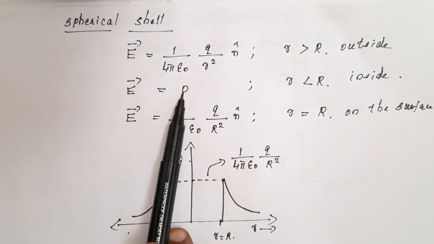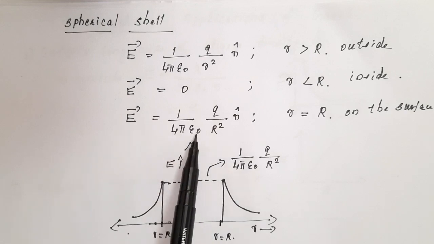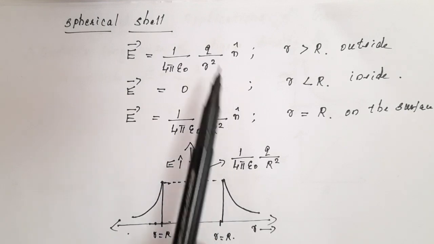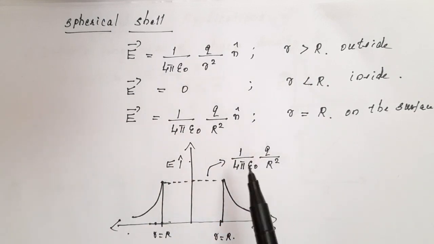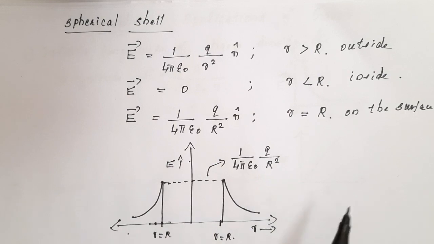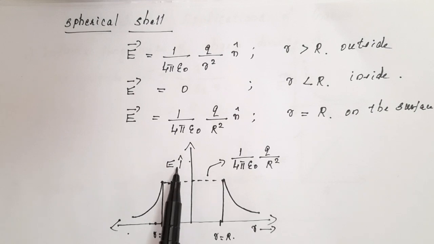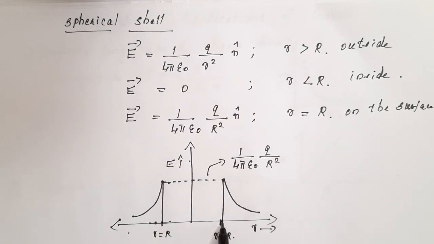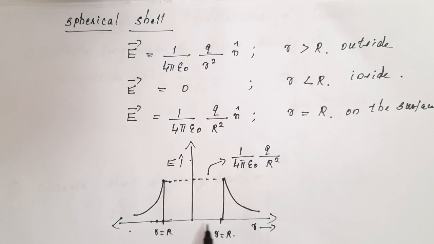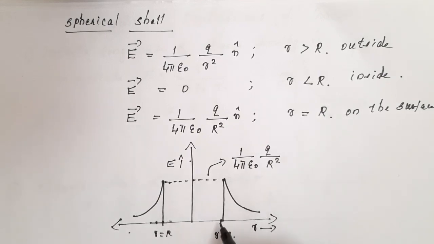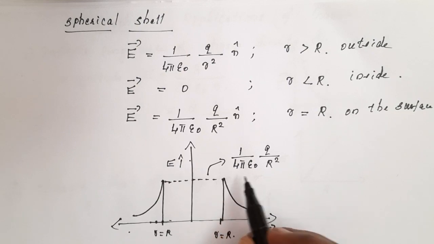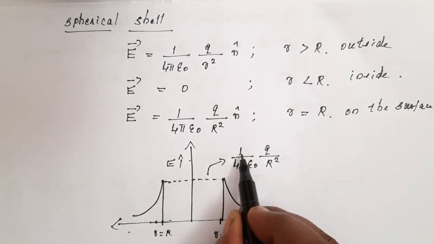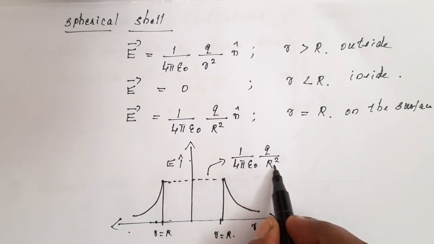So inside it is 0, on the surface it is 1 by 4 pi epsilon 0 q by r square. Outside the shell, it is this. So the thing is this, inside it is 0. So in this graph, along the x-axis r is taken and along the y-axis E. So till r equal to capital R, the electric field is 0. When r equals R, the electric field is maximum on the surface of the shell. So on the surface of the shell, it is 1 by 4 pi epsilon 0 q by r square.